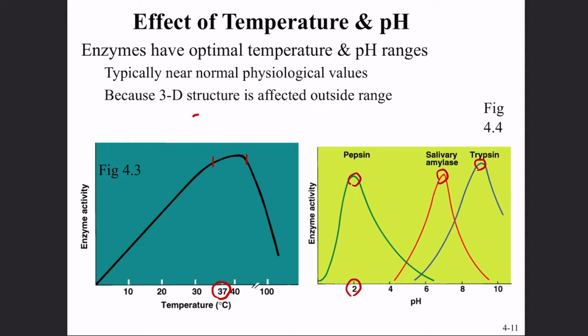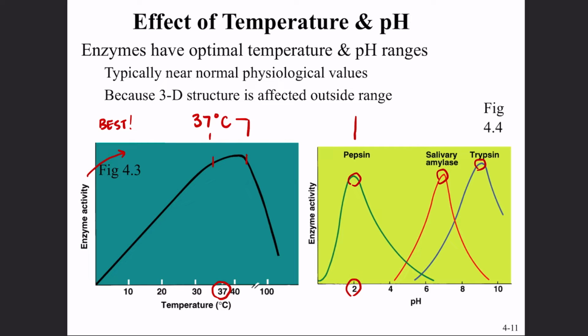So this slide shows the optimal temperature range and the optimal pHs for different enzymes. Our body temperature is 37 degrees Celsius, so it does make sense that usually enzymes' optimal range of temperature is around there. That is when the activity of enzymes is at its best.